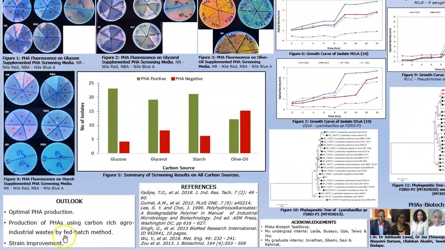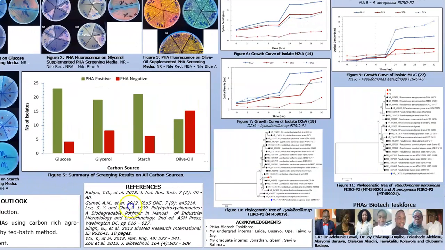With respect to further work, we intend to use these 3 strains for optimal PHA production using carbon-rich agro-industrial residues and to improve them for optimal performance. These are some of our references.